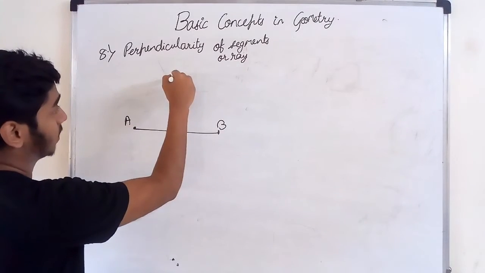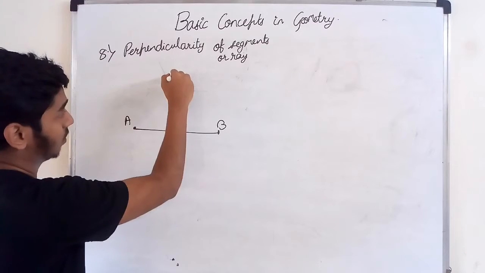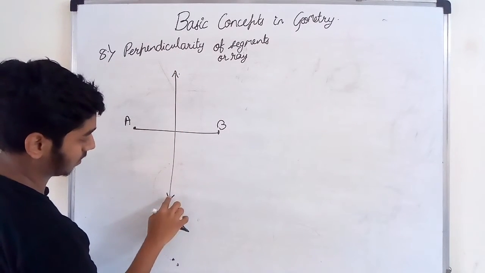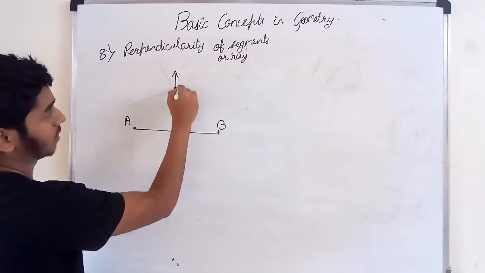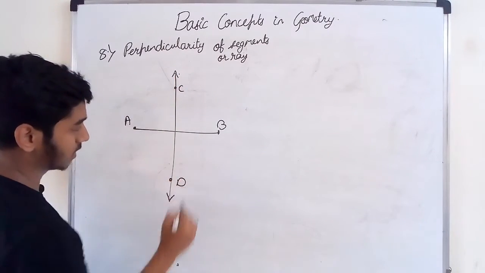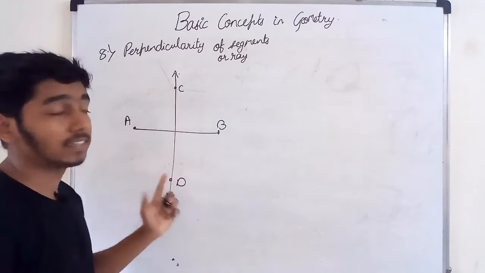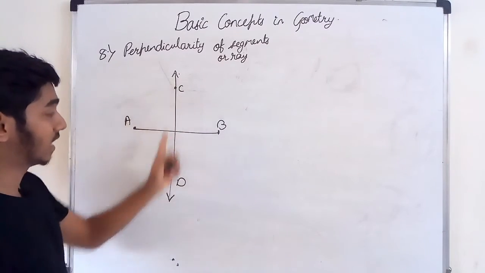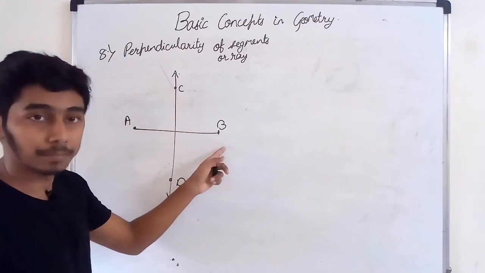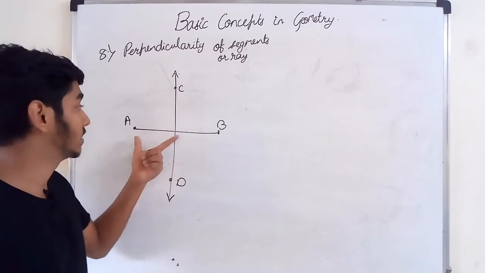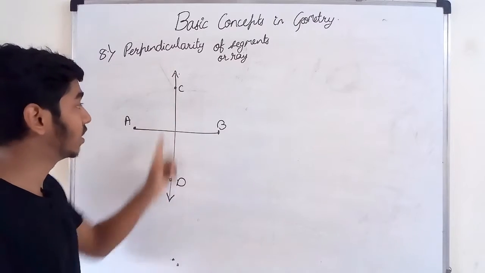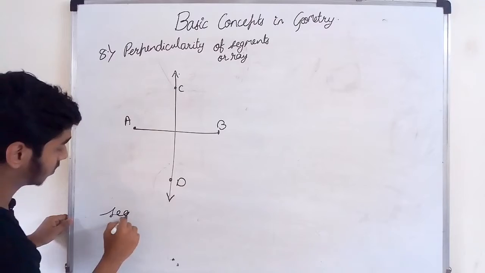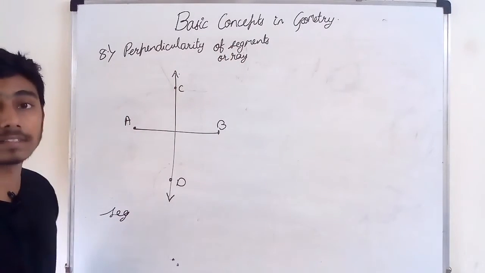It says that if you draw a line, let's say this is C, this is D, okay, we have drawn line CD. If this line CD is perpendicular to the segment, so perpendicularity is segment AB is perpendicular to line CD. So let's write that also. That's what perpendicularity of segments is.